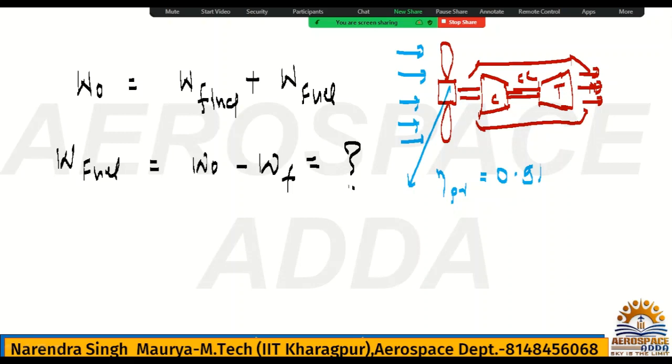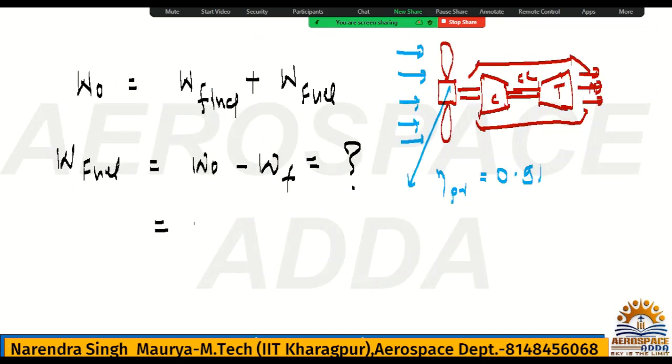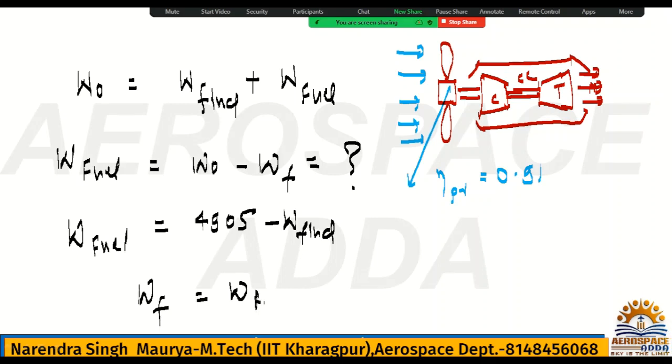Anyway, check what they have given. They have given airplane gross weight, means initial weight. W naught they have given how much? 4905. 4905 minus this final. If you know W final, then this is your job. W final if you calculate, then put in this formula, then you will get amount of the fuel. Okay, very good.